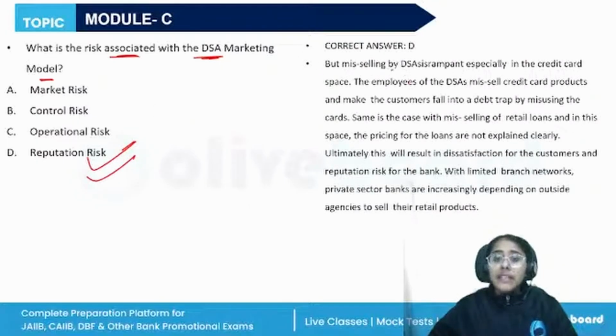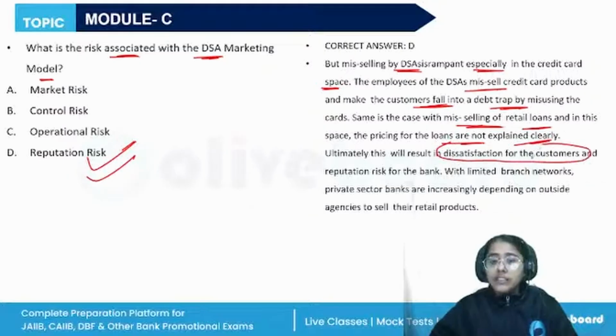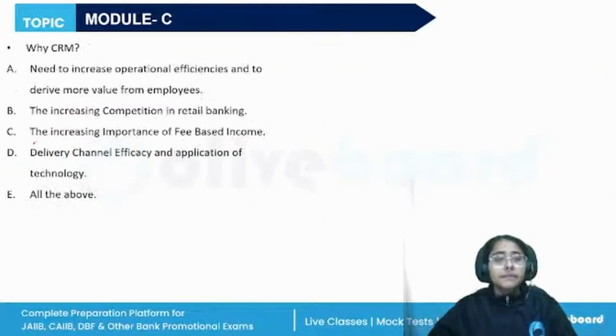So mis-selling by the DSA is rampant, especially in the credit card space. The employees mis-sell the credit card, making the customers fall into a debt trap. Same is the case with the mis-selling of retail loans because the prices are not explained clearly. So this will result in dissatisfaction for the customer and reputation risk for the bank. So the correct answer will be option D.